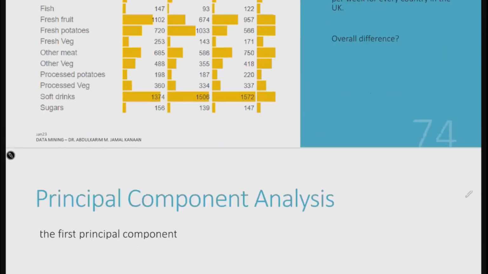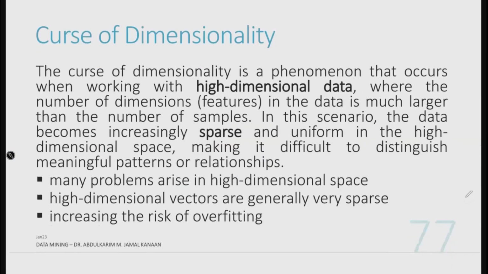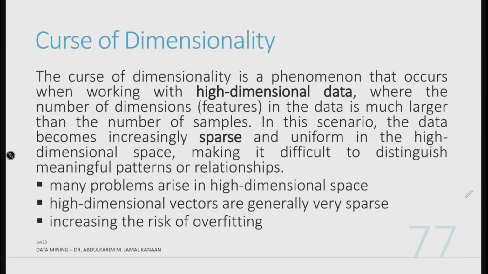Okay, so this is the same as what we just discussed. Overall, the curse of dimensionality is a phenomenon that occurs when working with high dimensional data, where the number of dimensions or features in the data is much larger than the number of samples. This is something you can look at as a rule of thumb. If you have a larger number of features relative to the number of samples, like the example we had, 17 features versus only 4 samples, right? In this scenario, the data becomes increasingly sparse and uniform in the high dimensional space, making it difficult to distinguish meaningful patterns or relationships.